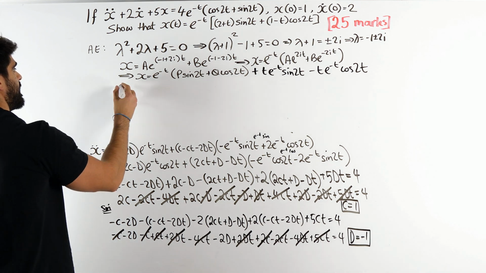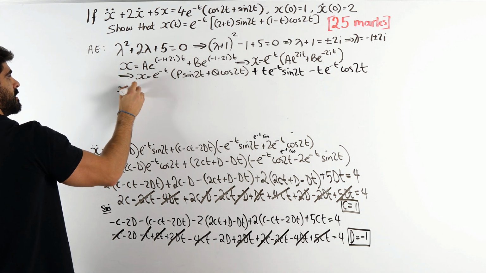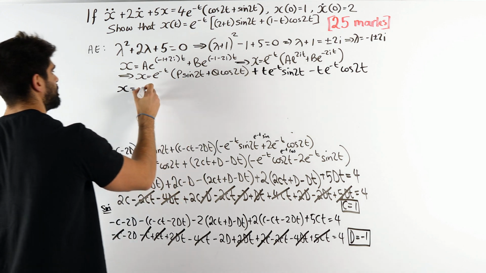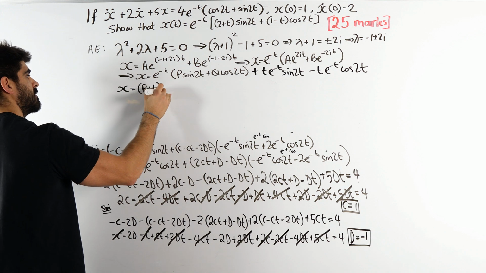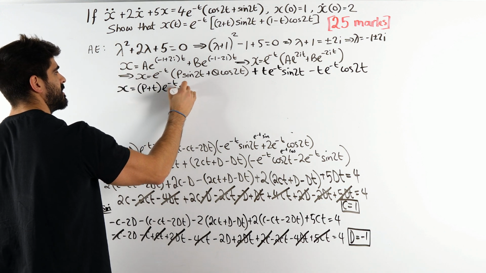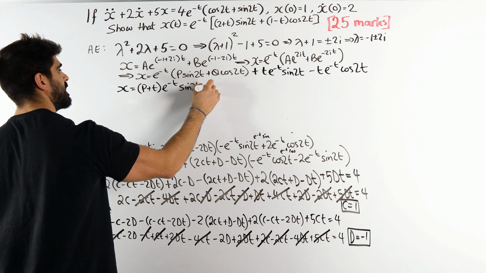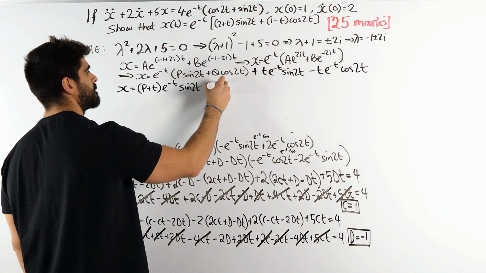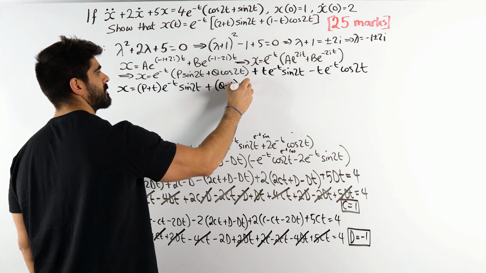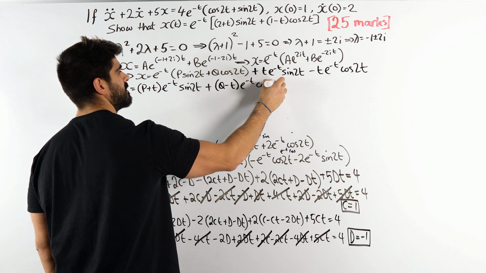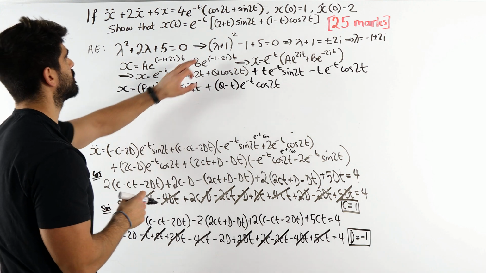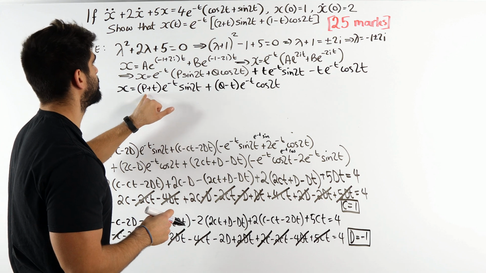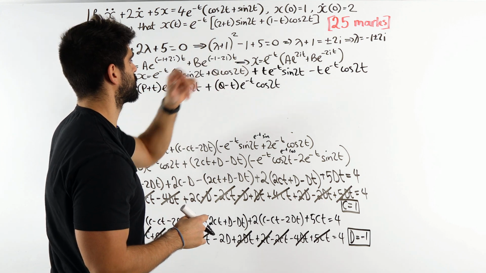Okay? So, let's collect. X is, for the sines, it will be p plus t e to the minus t sine 2t, and q minus t e to the minus t cos 2t. Is it looking good in terms of my solution? I'm trying to work out, it looks like p is 2, q is 1.